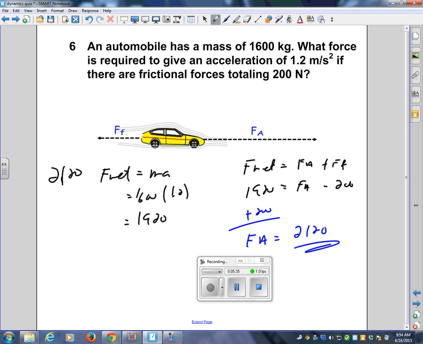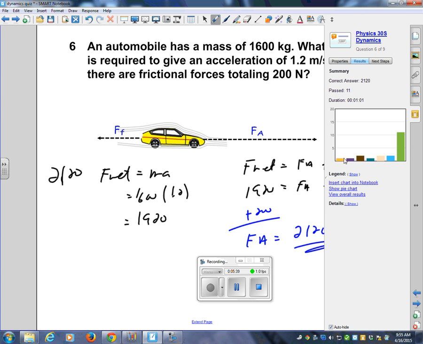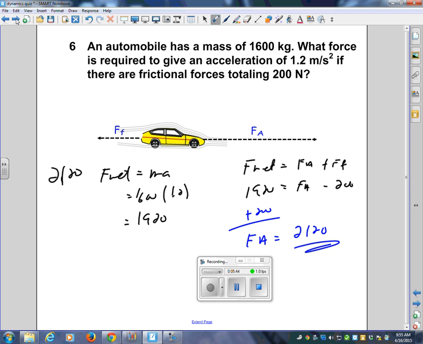Good for you if you got it right. I see there's a bunch of different answers here. I'm curious as to what those are. Does that make sense?